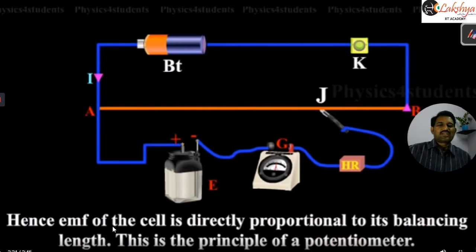So hence EMF of the cell is directly proportional to the balancing length. So this is called the principle of this potentiometer. Got it? This is a circuit regarding the principle of this potentiometer, and EMF of the cell can also be found like this only. That means just by pressing the jockey at different points we find the L value, balancing length. From that we can calculate the EMF of the cell, and you can also compare the EMF of the two cells.